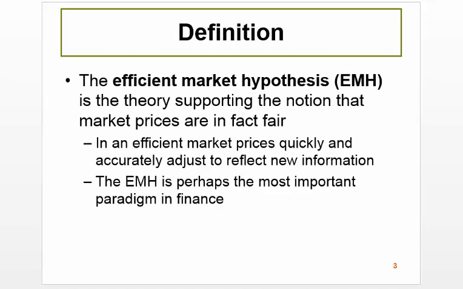Here I'll just read it for you. It's the theory supporting the notion that market prices are in fact fair. Now, what does fair mean? Well, fair pretty much comes down to two different concepts. One is a matter of time. Can you get that information to me quickly? And one is about accuracy. Can I get accurate, true information about the stocks? And then, some people can argue about risk and return or time value of money.